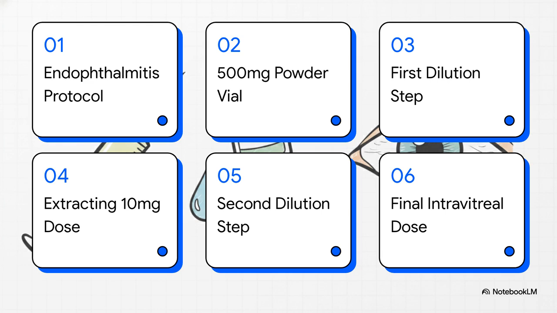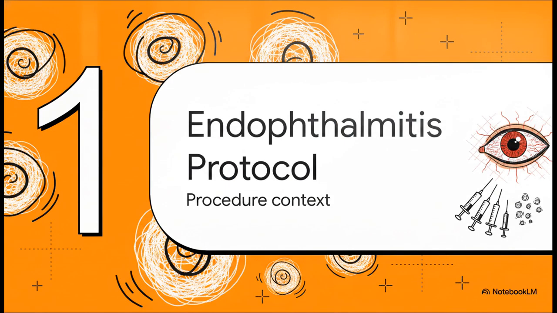Here is our step-by-step agenda for exactly how we're going to walk through this chronological journey of a single drop. We'll hit the endophthalmitis protocol, starting with the 500 mg powder vial, the first dilution step, extracting the 10 mg dose, the second dilution, and finally nailing that perfect intravitreal dose. Kicking off with Section 1, the endophthalmitis protocol.